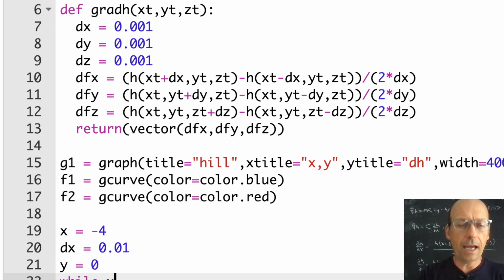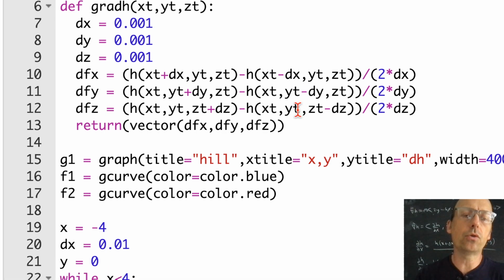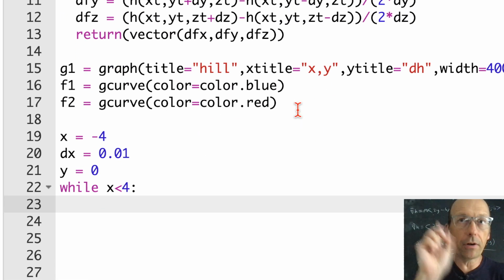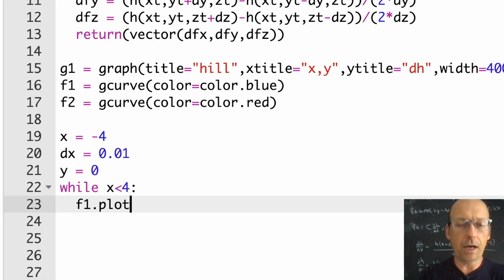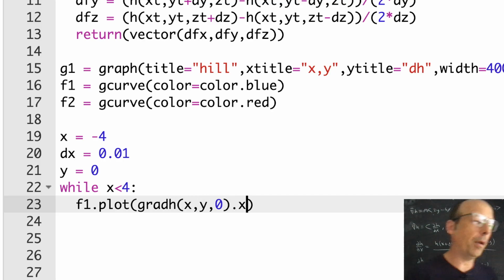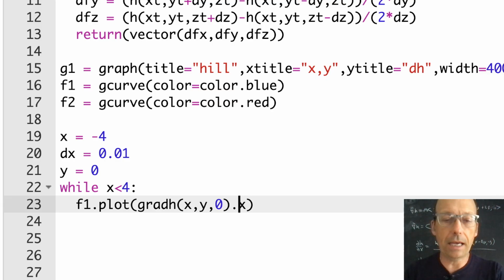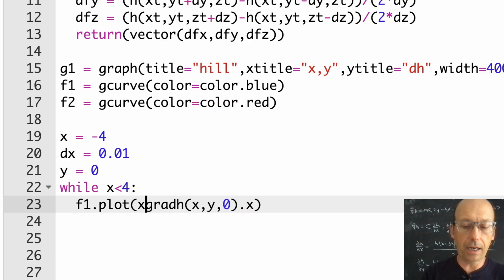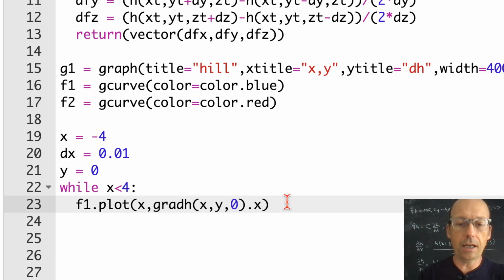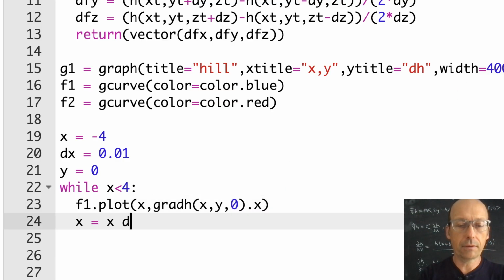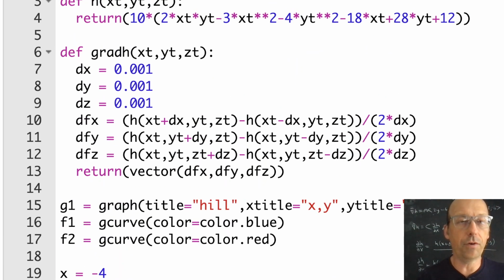So while x is less than 4, I want to plot the x component of the gradient. So f1.plot grad h of x, y, 0 dot x, right? Because remember, gradient returns a vector, and I only want the x component. But that's what I want on the y-axis, so I want x, comma. And now I'm going to increment my value of x. And so this will only do the x one first. Let's just see if we get the right answer here.